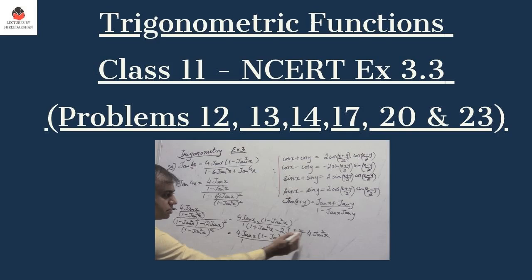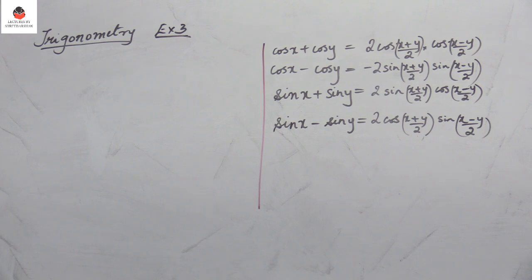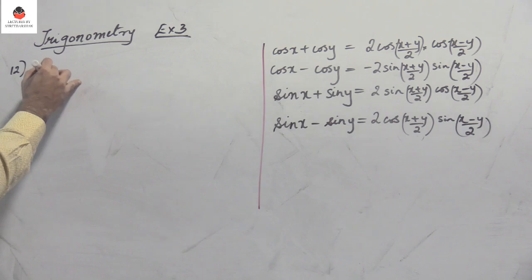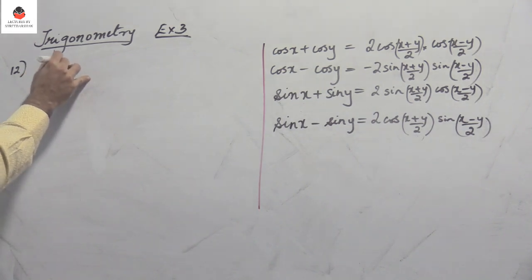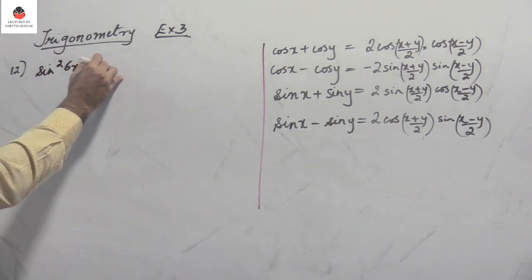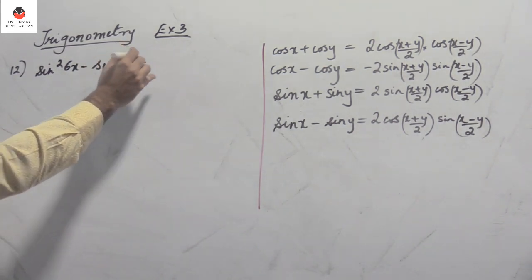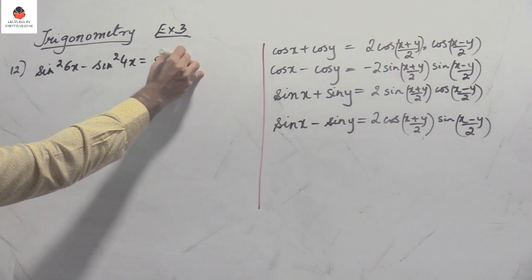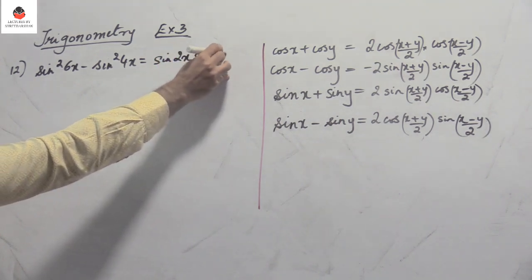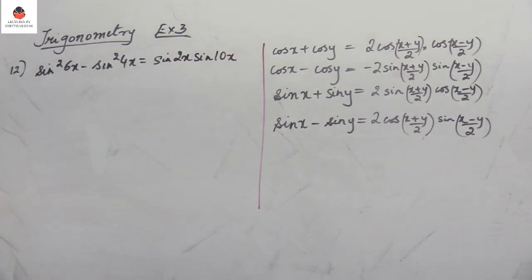So in this lecture session, let us solve a few problems from the third exercise from the NCERT textbook of class 11. So let us go to problem 12. We need to prove that sine square 6x minus sine square 4x is equal to sine 2x into sine 10x. So how do we do this?